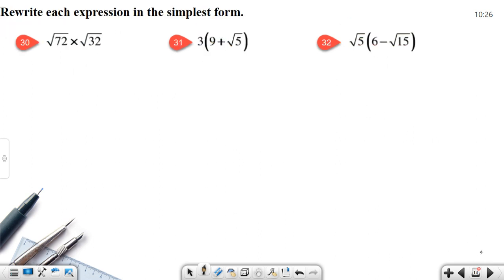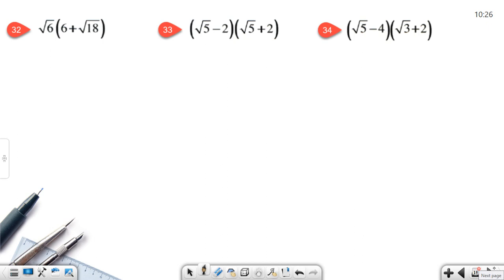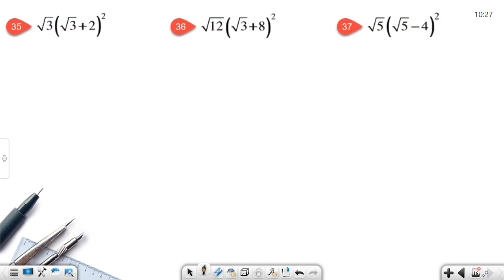I think that's enough. You can do a similar example for that one.